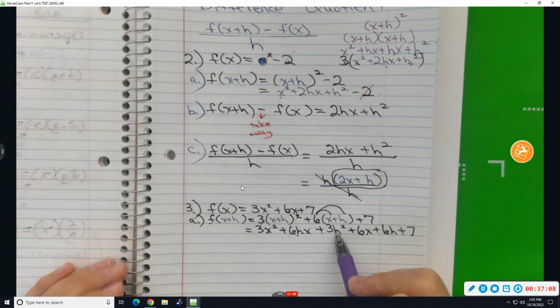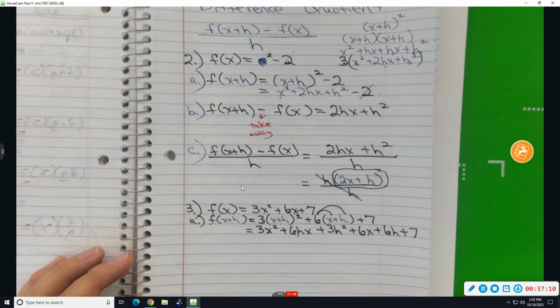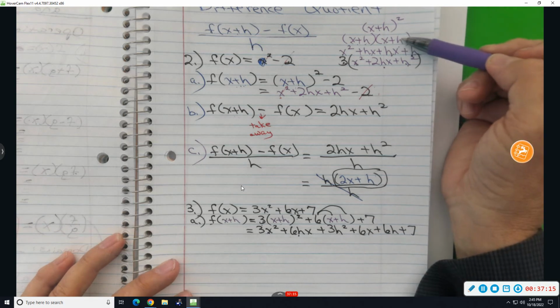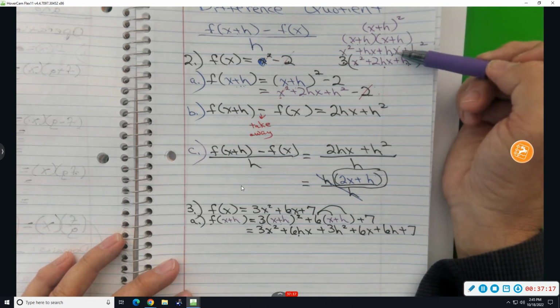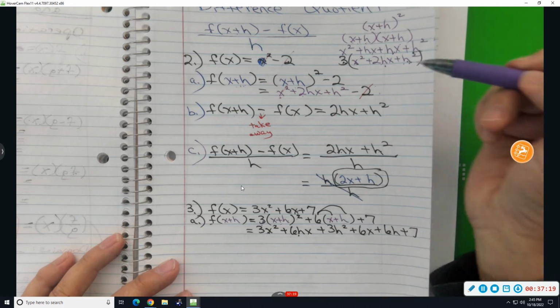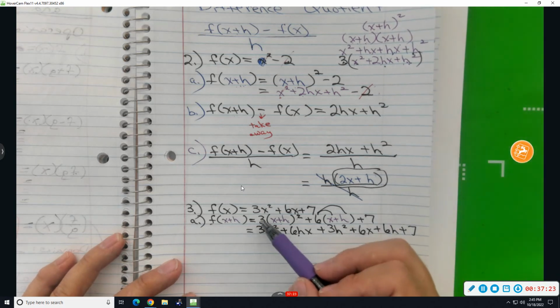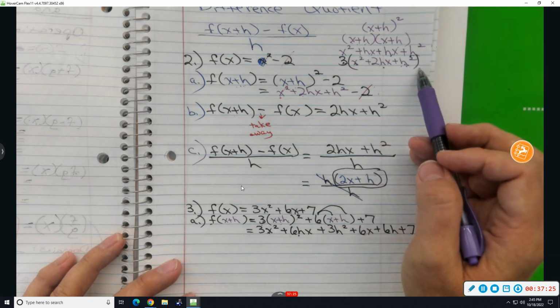I hate to say this, but I think that the best results occur when you don't keep rewriting the x plus h times x plus h and foiling it out all over. You've done it once. Use what you have already written there. And then that 3 is distributed across. Any other questions there?